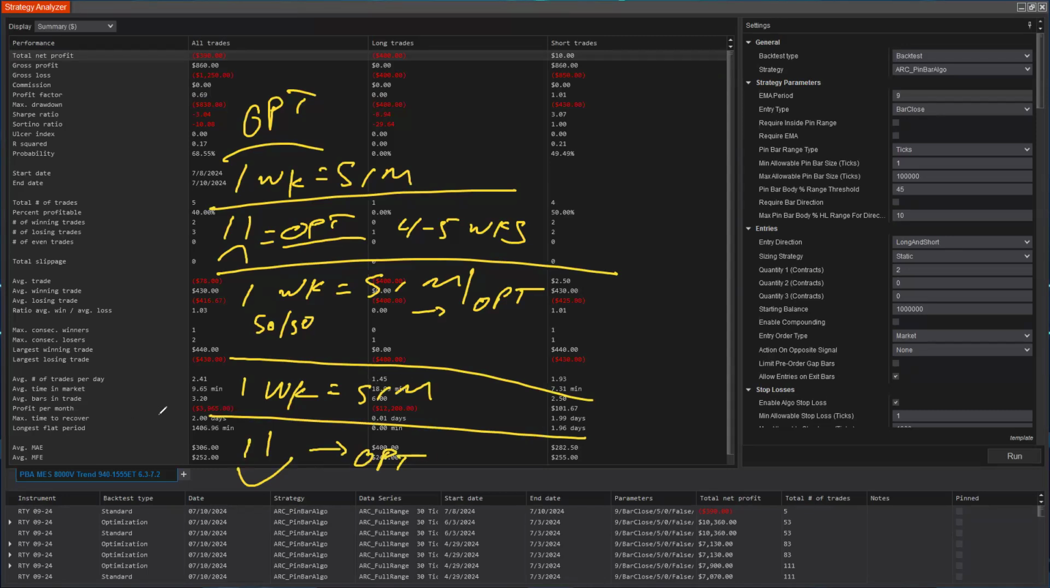Here's what I would be looking for. A minimum of 3 weeks in sim. Take it or leave it. It's up to you what you want to do. I can't tell you what to do. I would run it for 3 weeks in sim.